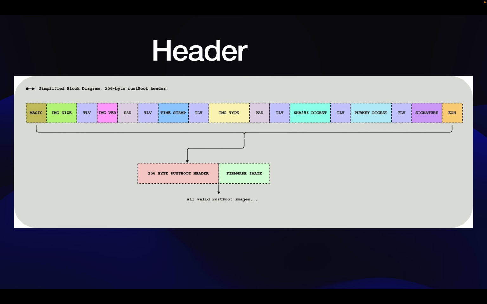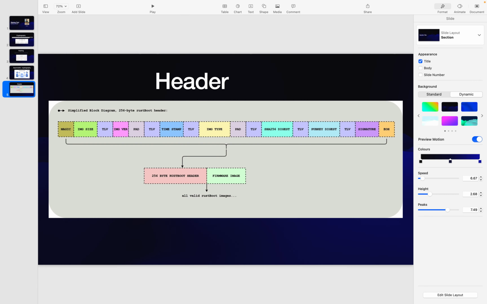Next comes our header format. What do we actually do? What is the difference between a signed firmware and an unsigned firmware? It's just simple. A signed firmware will have this header. You have this firmware, and we attach a header to it, which makes it a signed firmware.